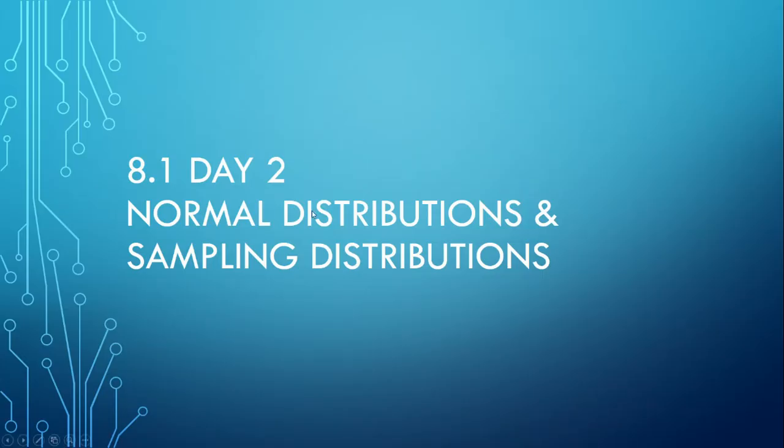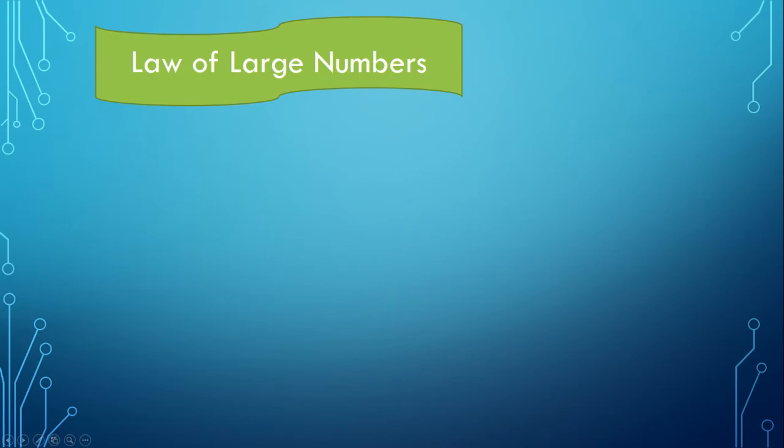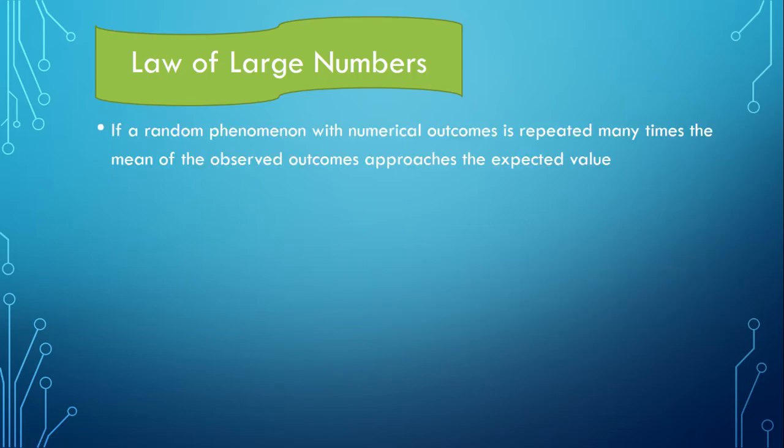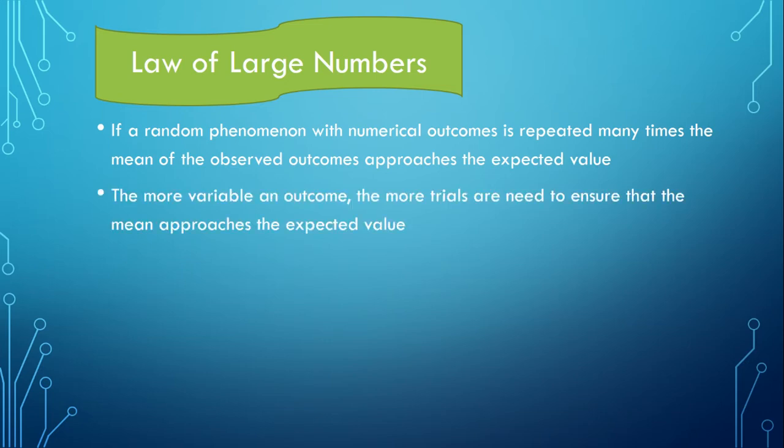Okay, today we're going to look at 8.1 Day 2, normal distributions and sampling distributions. Okay, so the law of large numbers says that if a random phenomenon with numerical outcomes is repeated many times, the mean of the observed outcomes approaches the expected value. The more variable an outcome, the more trials are needed to ensure that the mean approaches the expected value.